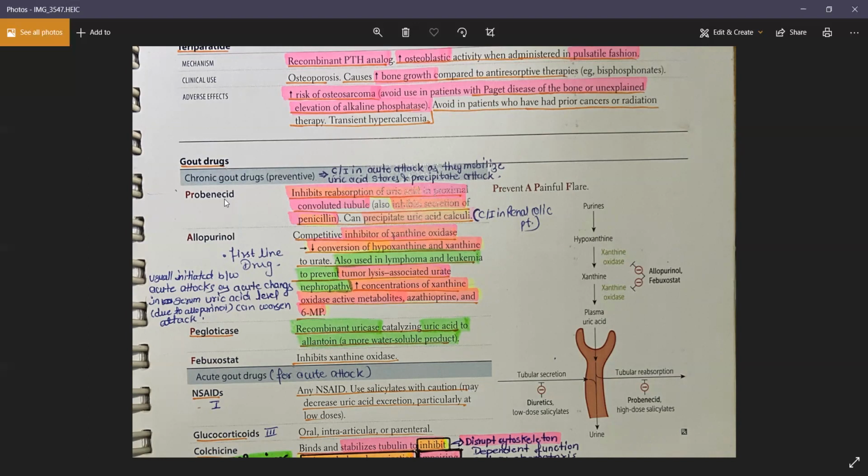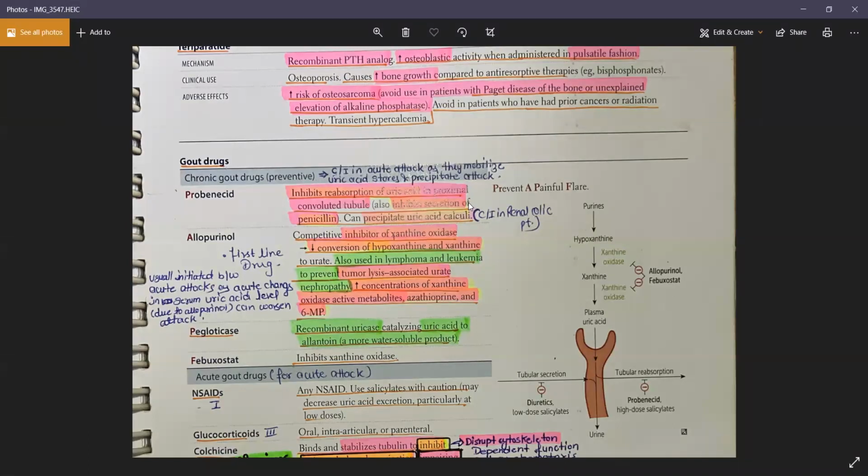Because this drug inhibits uric acid reabsorption, it will increase the concentration of uric acid in the tubules. That means I can get uric acid calculi, and that's why these agents are contraindicated in patients who have any previous history of renal colic.